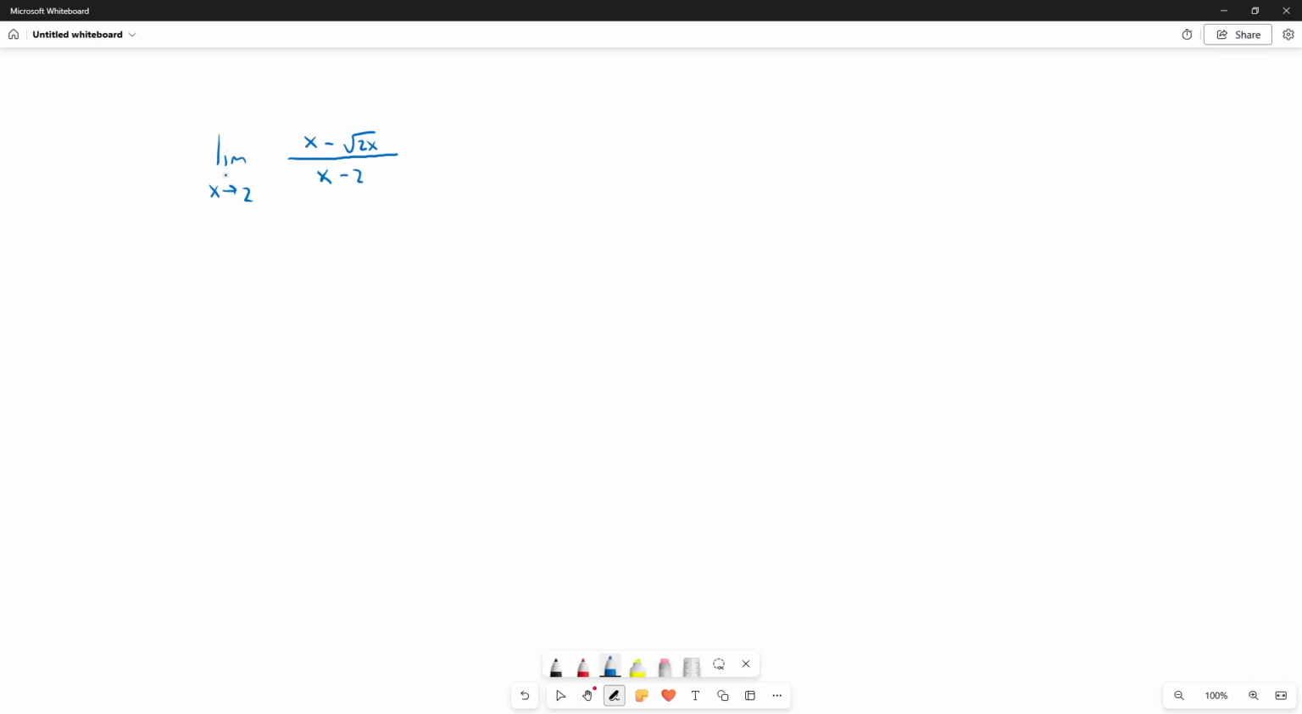We want to calculate the limit as x approaches 2 of the fraction x minus the square root of the quantity 2x, all divided by x minus 2. If we plug in x equals 2, we get 2 minus the square root of 2 times 2 divided by 2 minus 2, and this is 0 over 0, an indeterminate form.